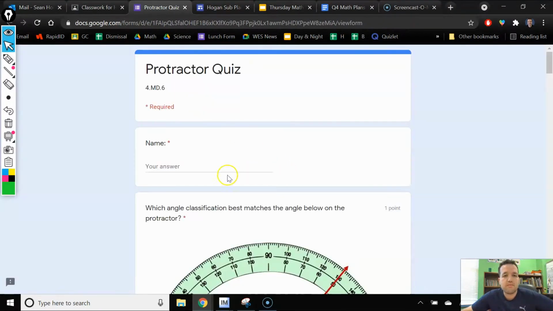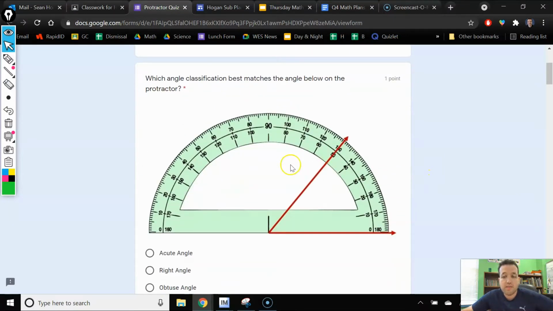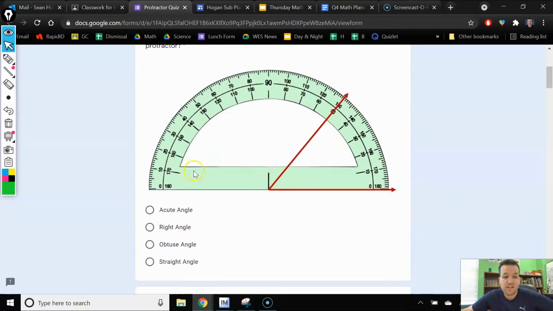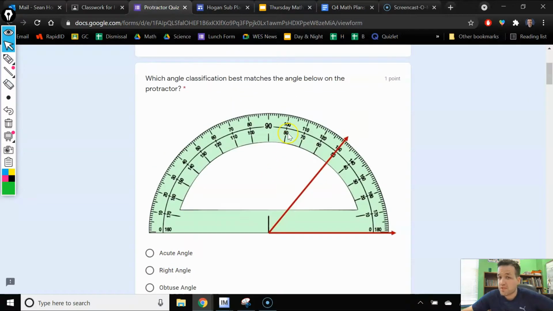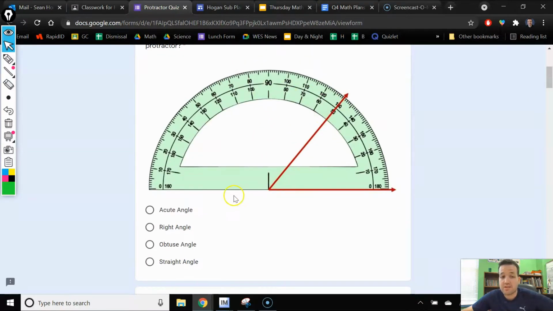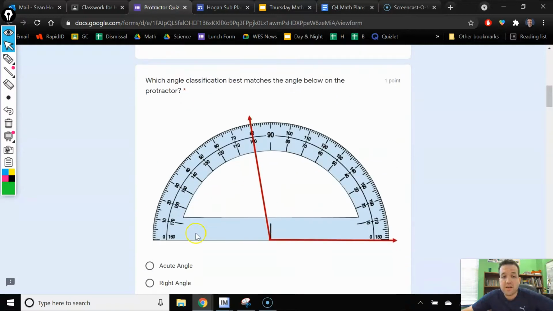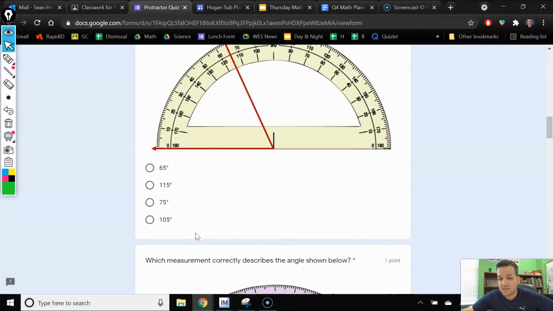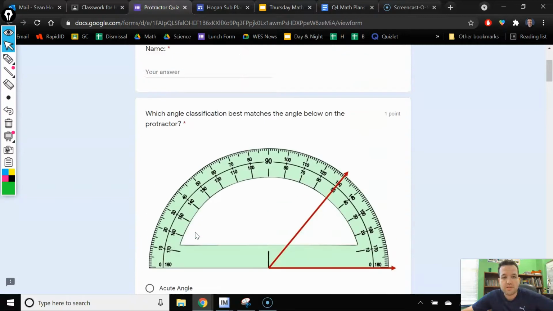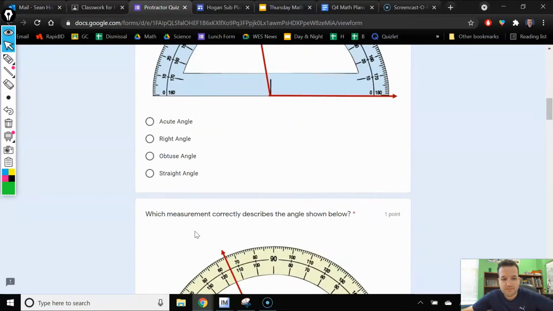You're going to type in your name. There are 10 questions on here. I'm basically testing, do you know acute, right, obtuse, or straight on some of them? So you don't even have to tell me the exact measurement, but you're just saying is it acute, right, obtuse, or straight for the first 2 problems.